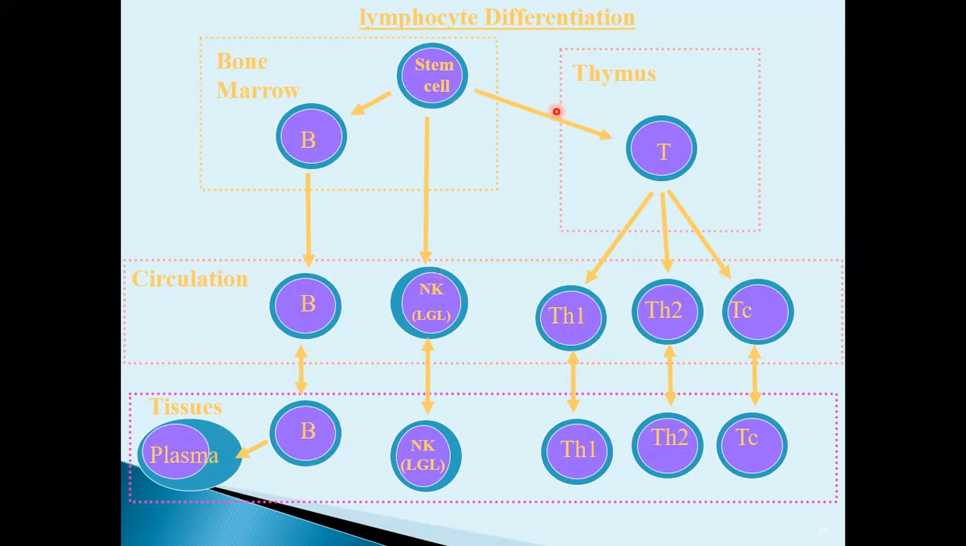The T cells become T helper 1, T helper 2 cells, or cytotoxic T cells, and from the circulation they go into the thymus, and from the thymus through the circulation they come into the lymph nodes and into the connective tissue. Similarly, the natural killer cell arises from the same cell, and from here it comes into the tissues and into the circulation.